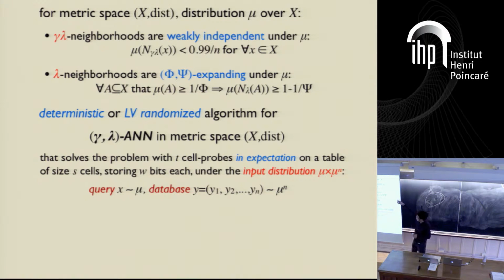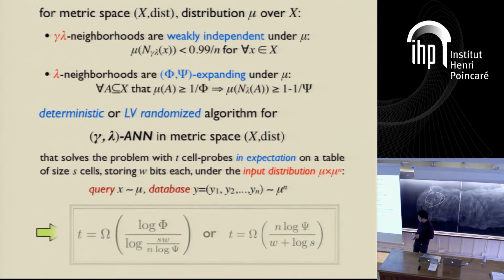So these two seem like two contradicting properties. And with these assumptions, we have a lower bound of this form. For the average case, deterministic approximate near neighbor in general metric space. Okay? And this second lower bound is not too useful because it's always much higher than the first one. That's for the particular setting of S and W. So only the first one matters.